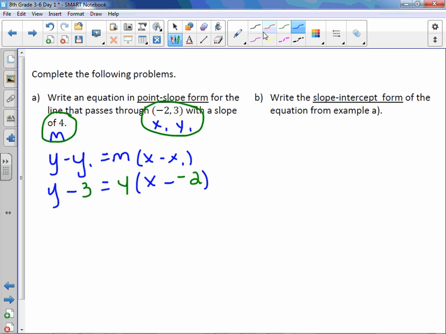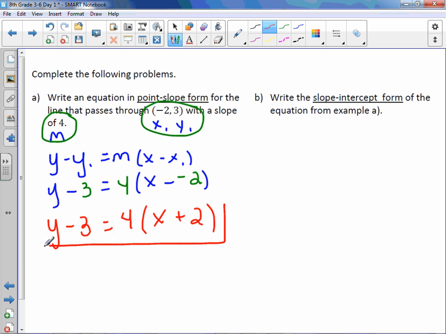From here, I like to do what I call make it pretty. I don't like having a double negative here. It looks a little sloppy. Same thing, it sometimes will happen here. So I want to make it pretty and get rid of that. So y minus 3 looks okay. I'm going to write that down. Equals 4 is fine. But in the middle, I have minus a negative. A double negative is always a positive. So that minus -2 simply becomes +2. And that is our point-slope form.